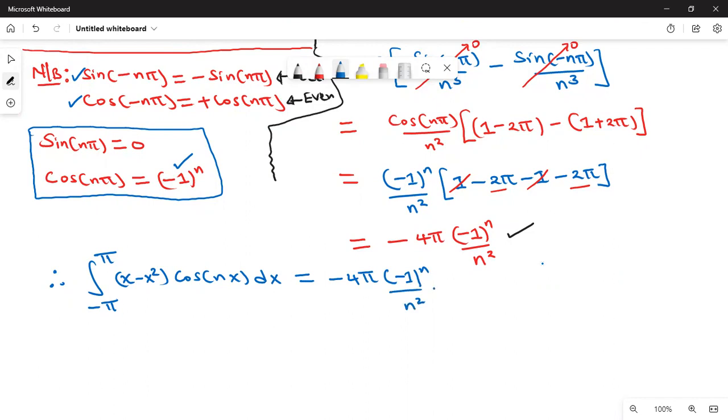So those are some of the examples that you may encounter when it comes to tabular integration. And you can see the process is very simple as compared to integration by parts.